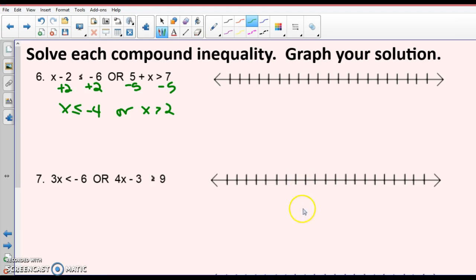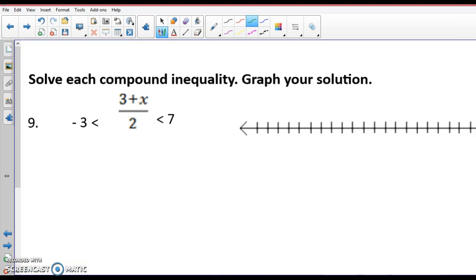So, graph this. You know what I'm going to do? I'm just going to write -4 and 2. I'm not going to count those out. X is less than or equal to -4, or x is greater than 2. Same thing now, I'm not even going to bother doing that one. Too easy. Aha!